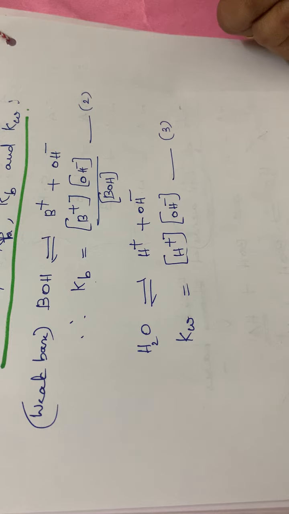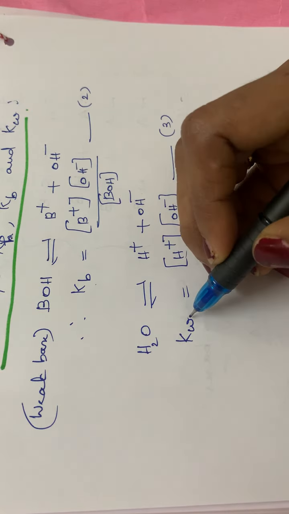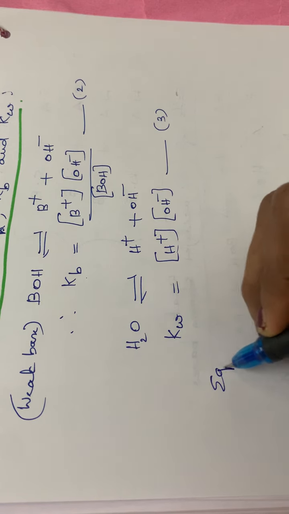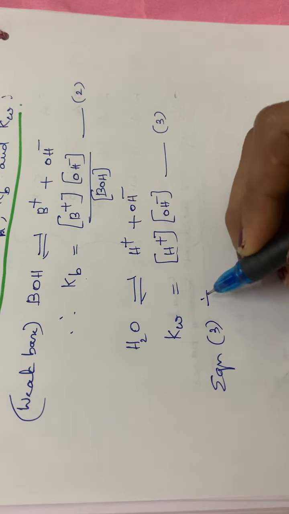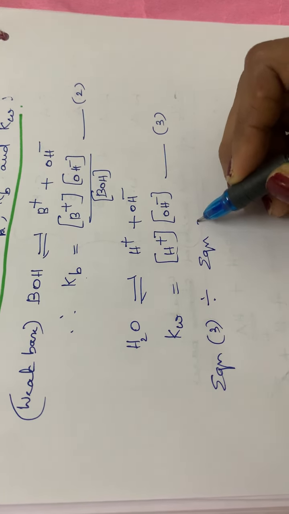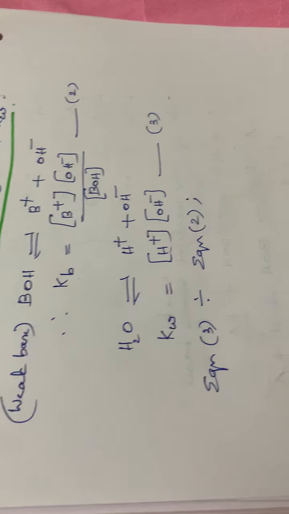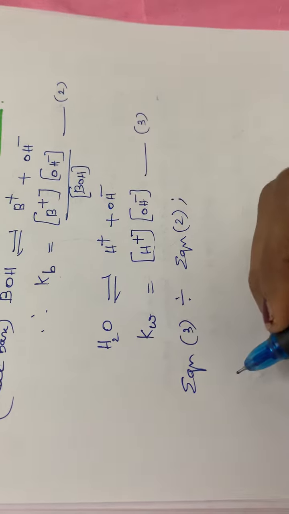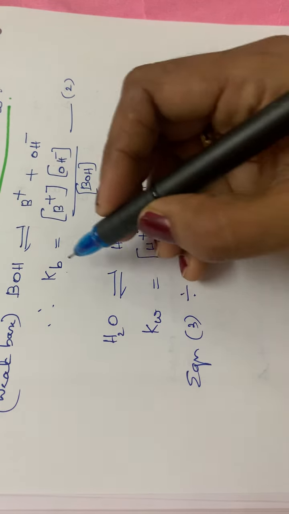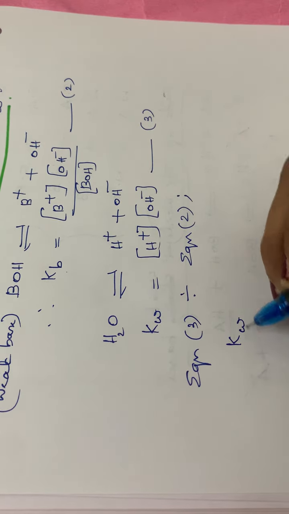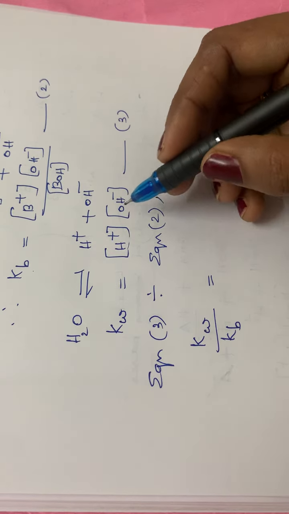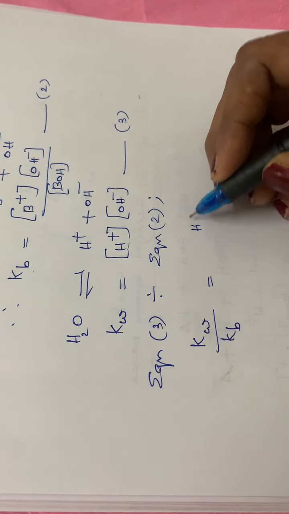So dividing KW by KB, that is equation 3 divided by equation 2. While writing, you have to write the steps also in the LHS. So equation 3 divided by equation 2, that means KW by KB, that is equal to, what is KW? That is H plus into OH minus.